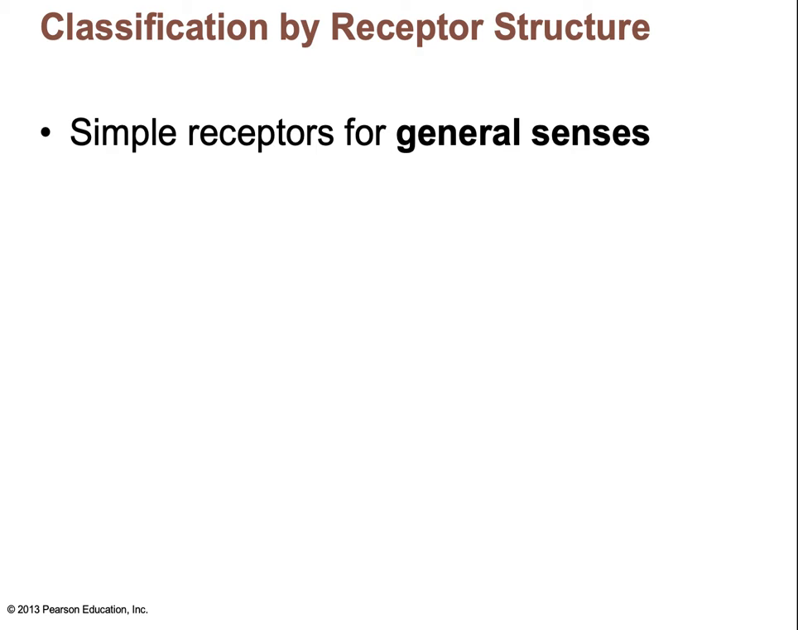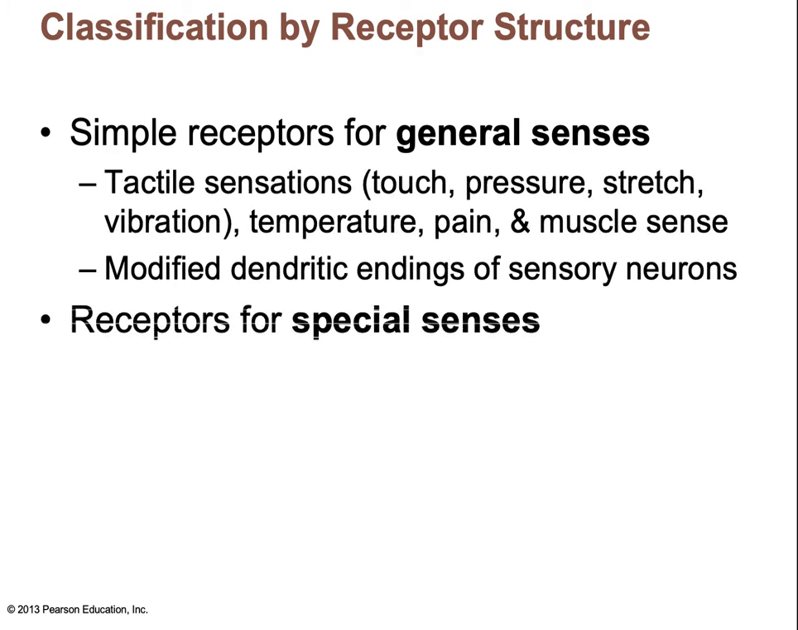Simple receptors are designed for general senses such as tactile sensations, touch, stretch, and so on. Temperature, pain, and muscle sense are also part of general senses. Okay, where are these located? In the skin, in the muscles, in the joints. Okay, these are modified dendritic endings of sensory neurons. All right, so they are part of a neuron.